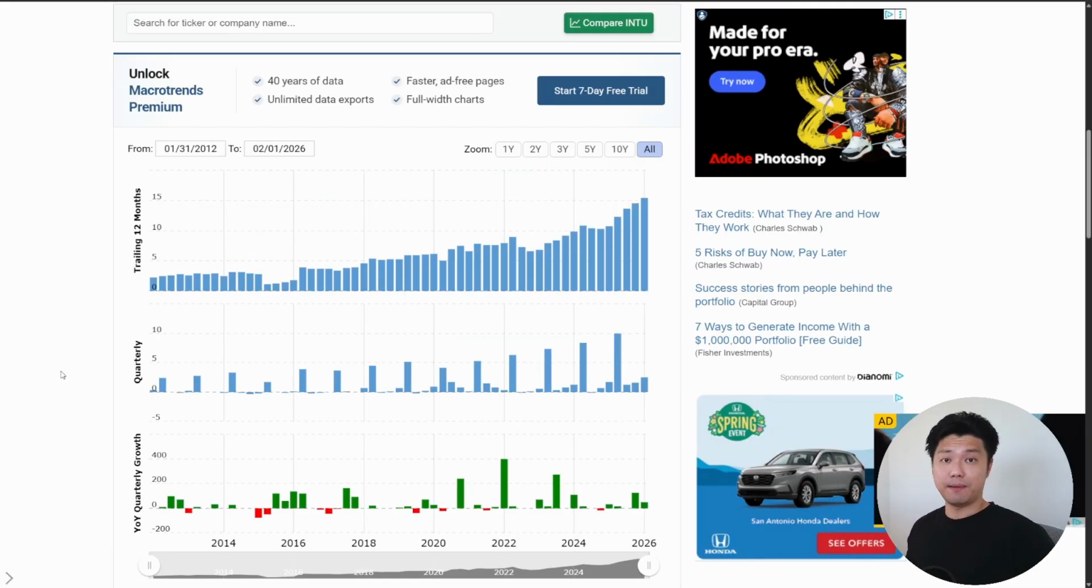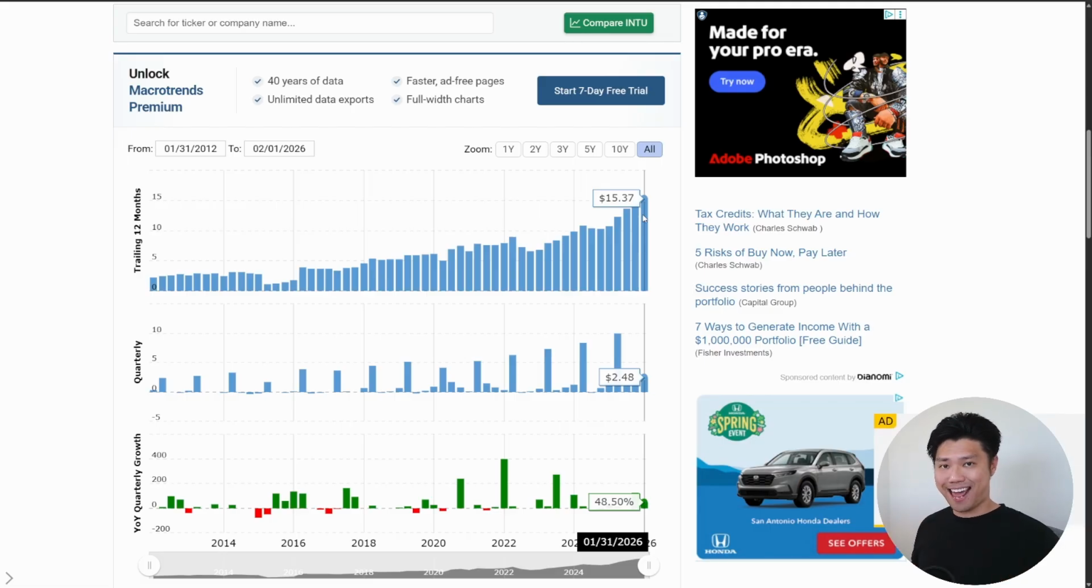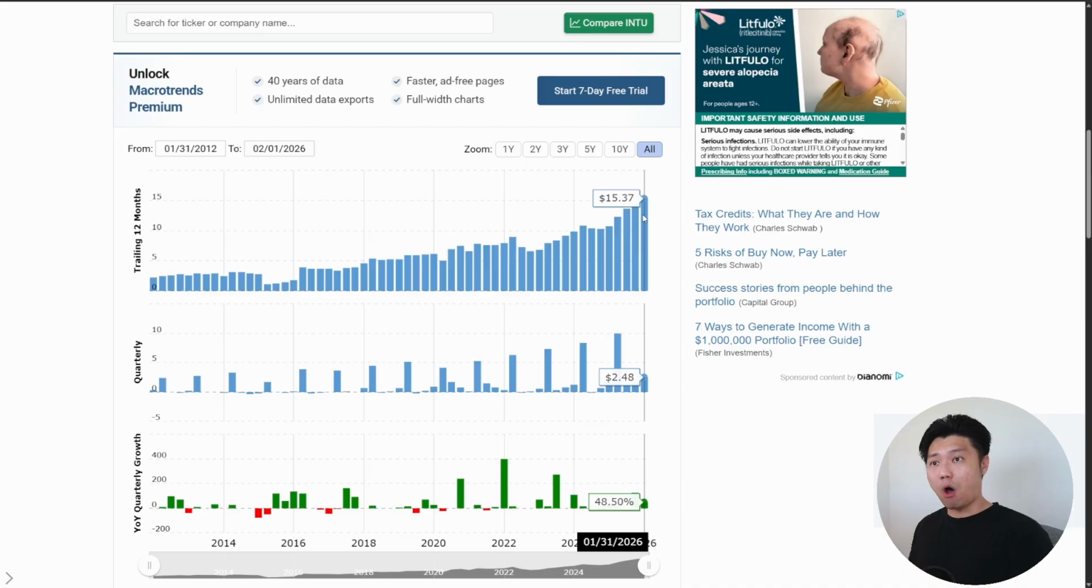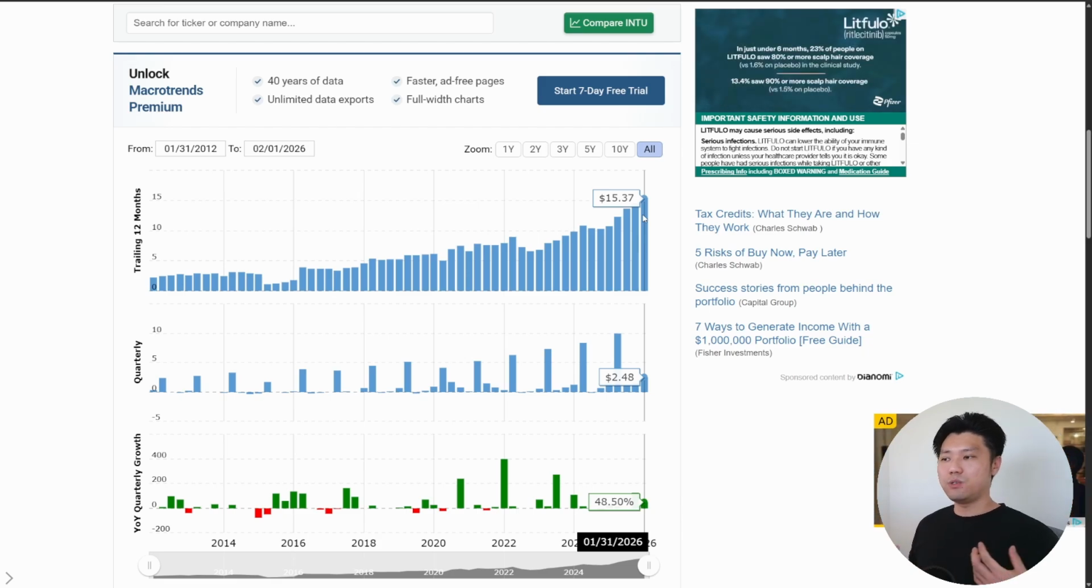Now, let's look at the EPS. The EPS tells the same story. For the last 10 years, the EPS has this upward trajectory where the earnings per share was at 219, now is at 15. So that is almost 10x of the profit that is made by Intuit. The profit, the bottom line, is essentially what drives the stock. And if the profit goes up by 10x, most likely the stock is going up by 10x. This is usually how it goes.